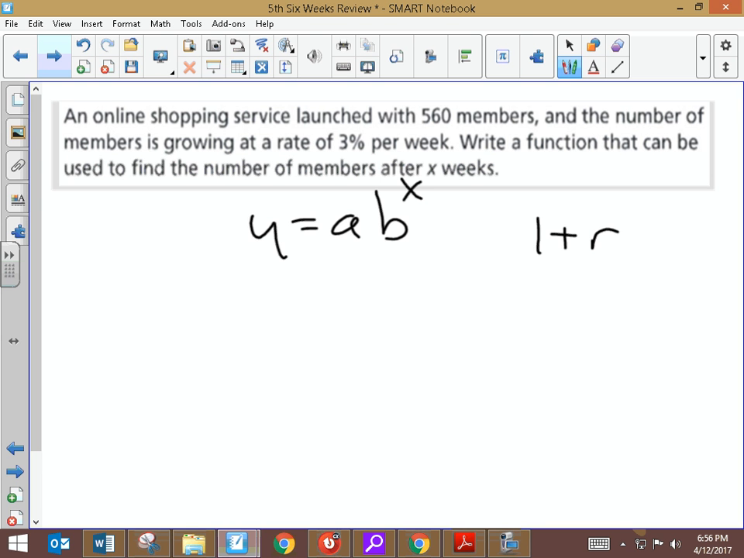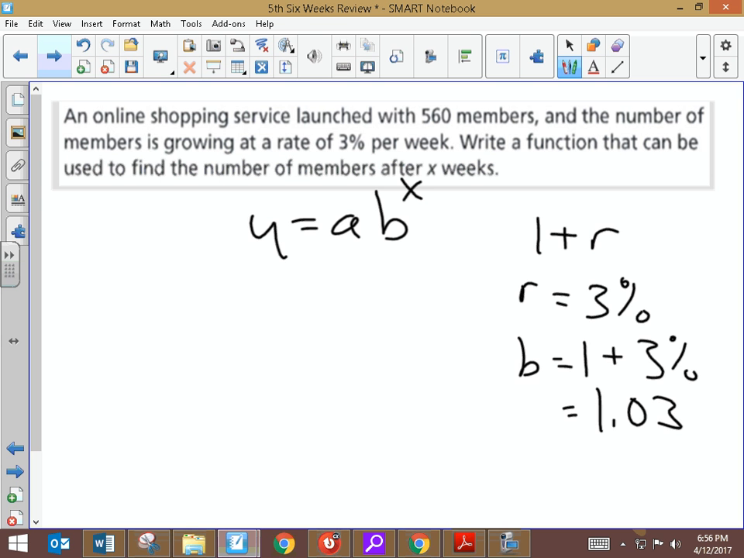And here it looks like the rate is 3%. So that's 3%, right? That's what R is. So B is equal to 1 plus 3%. And if you put that in your calculator, it gives you 1.03. So that's what my rate is. That's what B is going to be equal to. So my A, which is my starting value, it started out with 567 members. So A is 567.